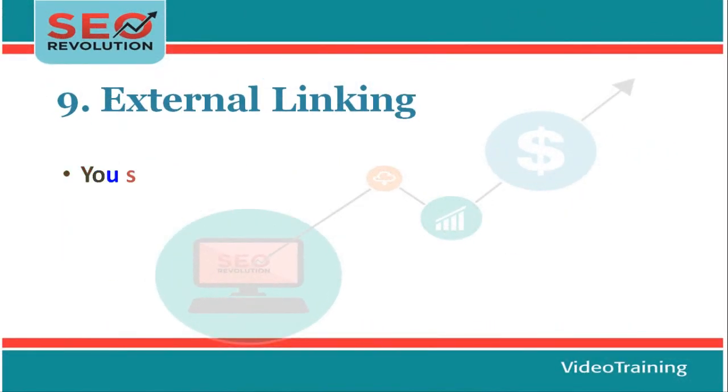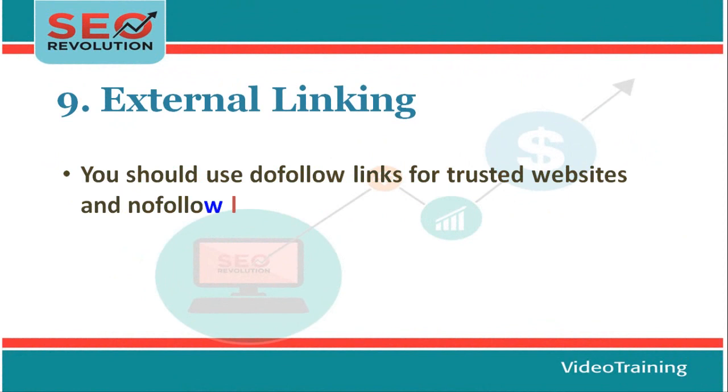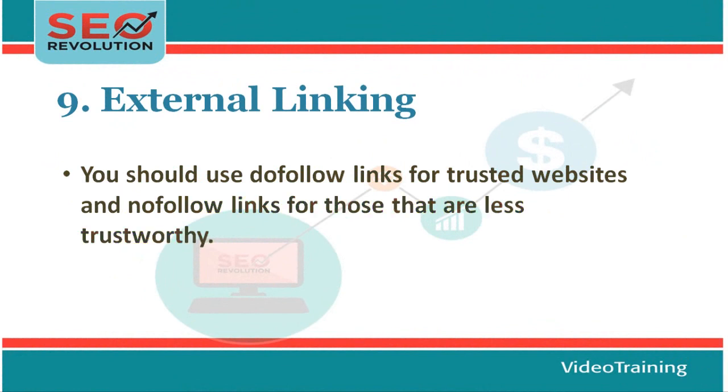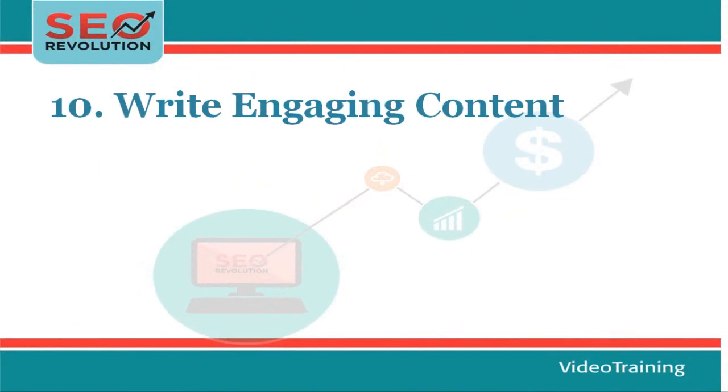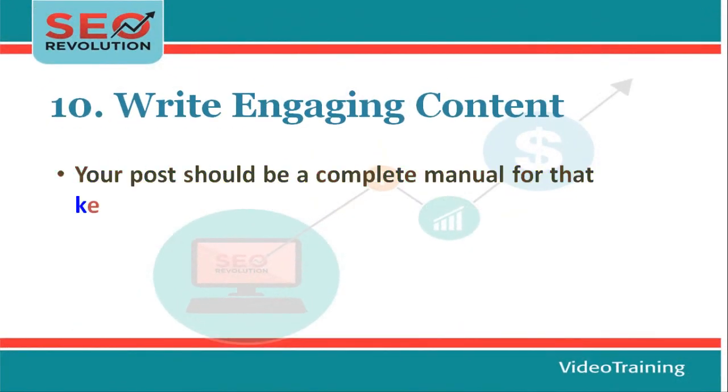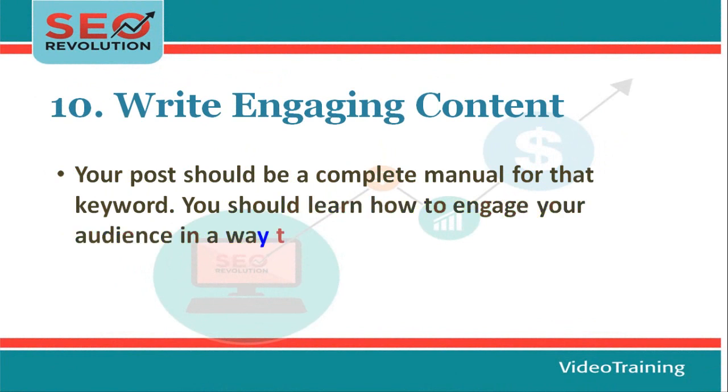Number 9. External linking. You should use do-follow links to trusted websites and no-follow links for those that are less trustworthy. Number 10. Write engaging content. Your post should be a complete manual for that keyword. You should learn how to engage your audience in a way that works for them.